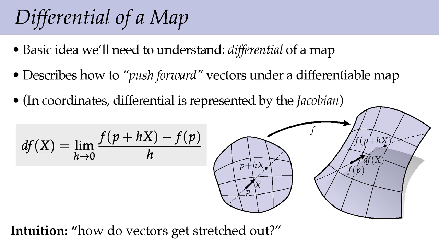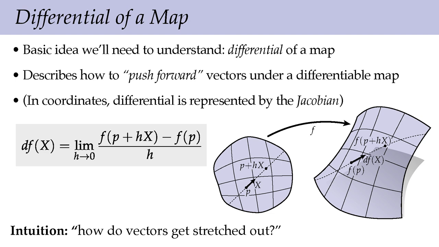So what is a differential map? What do I mean by a map? I'm no longer talking about a map of the Earth, not something I'm going to store in my ship, but I'm just talking about a function. F takes any point here and tells me which point it goes to here. This is a point P plus HX. Well, okay, this is a point P, this is a point F of P.